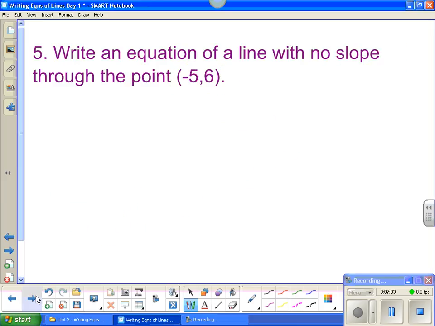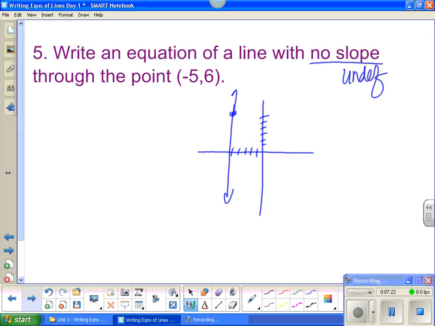Okay, so you knew this one had to be coming. Write the equation of a line with no slope, that means undefined, that passes through the point (-5, 6). Okay, so it's one of the weird ones, so I'm going to draw it. (-5, 6). What does an undefined slope look like? It is a vertical line. Vertical lines are x equals, and where is it crossing the x-axis? And that's at -5.